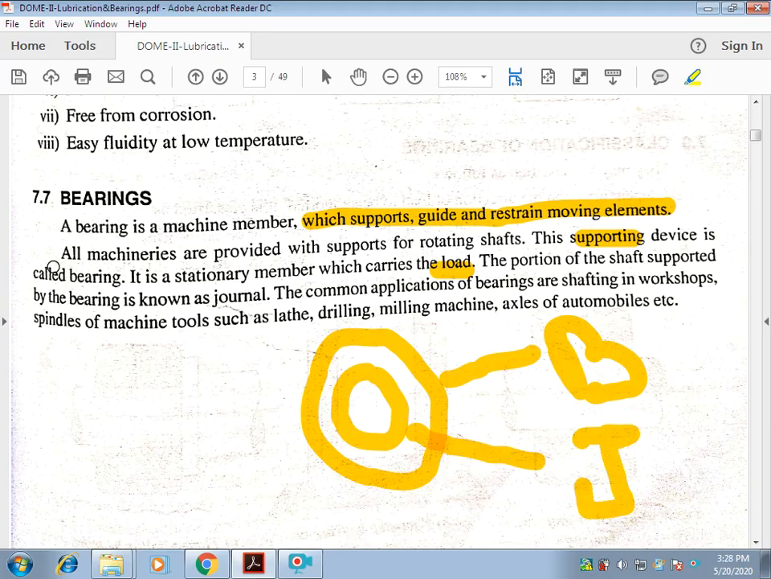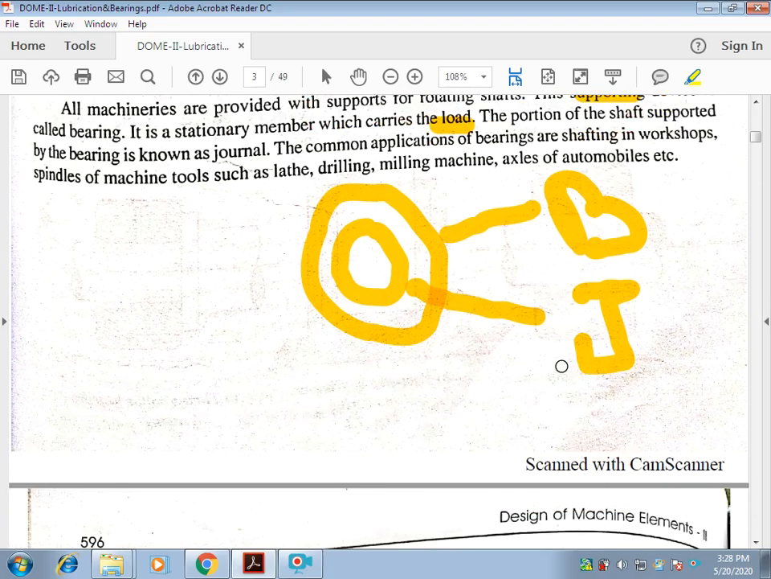Here, what is the definition of bearing? One thing I will tell you. All machineries are provided supports for rotating shafts. The supporting device is called bearing. It is a stationary member which carries the load. The portion of the shaft supported by the bearing is known as journal. Means here shaft will be there inside. This portion is called as a journal, and this portion is called as a bearing.